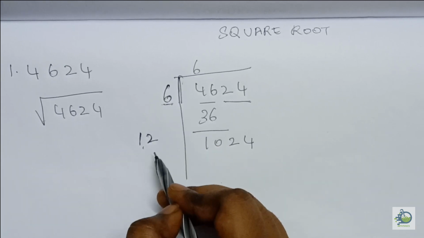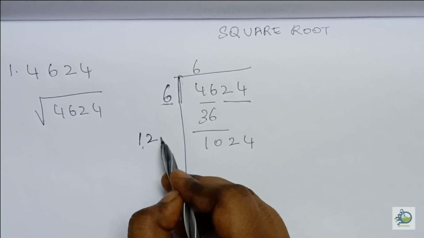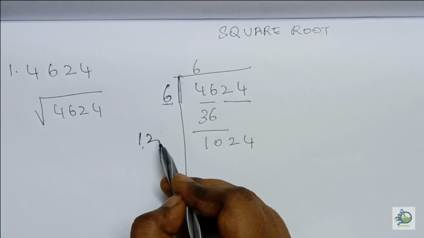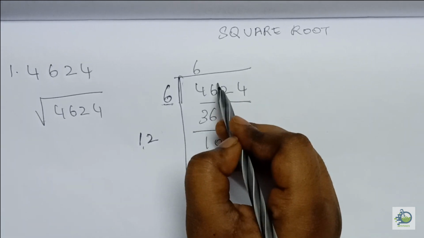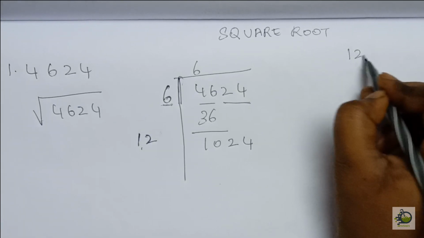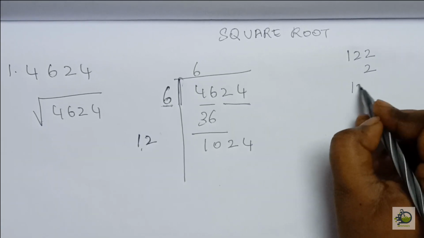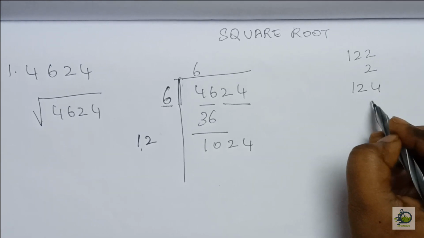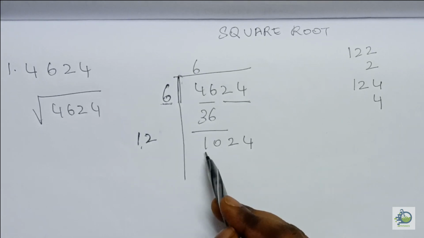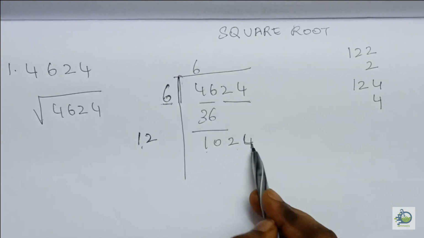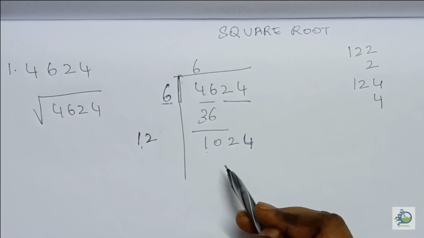Here I have to choose a number. Whatever number I am choosing here, the same number should be written here. That means if I take 122, then I have to multiply it only with 2. If I am taking 124, then I have to multiply only by 4. So this is the rule. Here I am getting 1024, so I need to choose a number that gives me this answer.